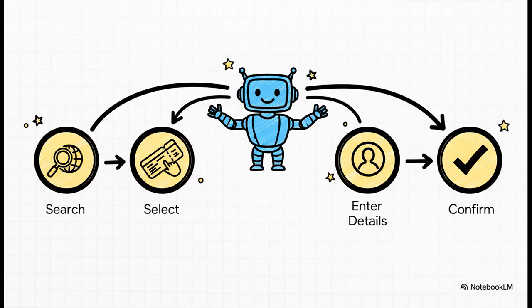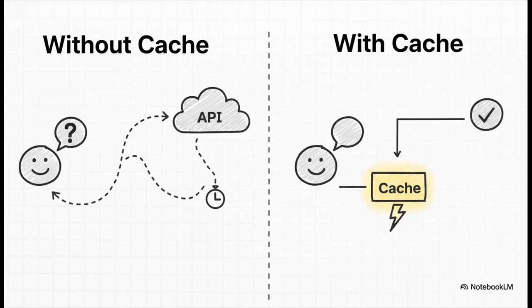But what about those really complex tasks, the ones that take multiple steps? Imagine asking an AI to book a flight for you. It's not just one action. It has to search for flights, you have to pick one, then it needs your passenger details, payment info, it's a whole process. Well, that's what the session orchestrator is for. It's the project manager that keeps track of that entire workflow, linking all those separate requests together into one single coherent task.